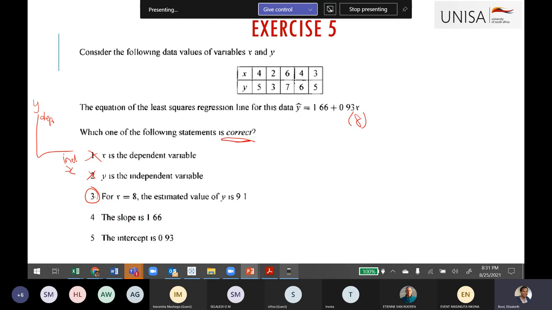The slope, if you go back and if you understand your regression line, you must always know that your slope is the value next to the x. This is the slope, and this is the intercept. So that is incorrect. You will just need to remember that the slope is the value next to the x. The slope multiplies with the x. The intercept stands on its own.